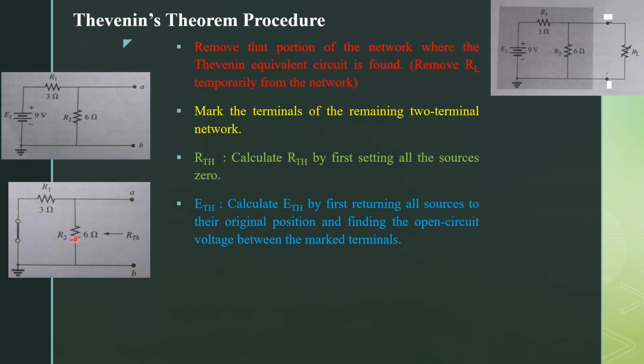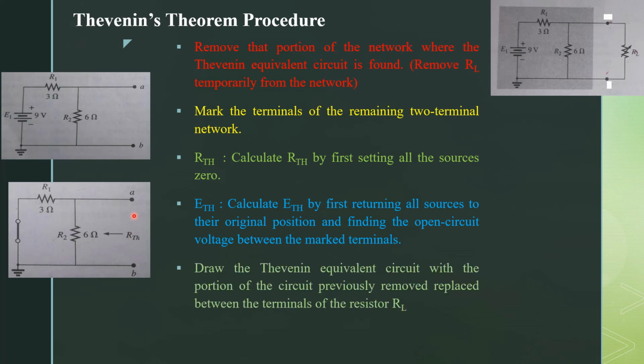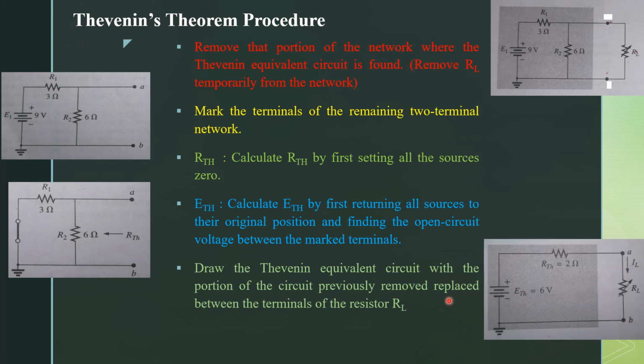In this case, you will see that the voltage across R2 is basically equal to the voltage across points A and B. After that, when you find R Thevenin and E Thevenin, draw the Thevenin equivalent circuit with the portion of the circuit previously removed or replaced between the terminals of the resistors. So here we place the Thevenin voltage and a Thevenin resistance. This is the equivalent Thevenin circuit for this shaded region. RL is placed in its original position.